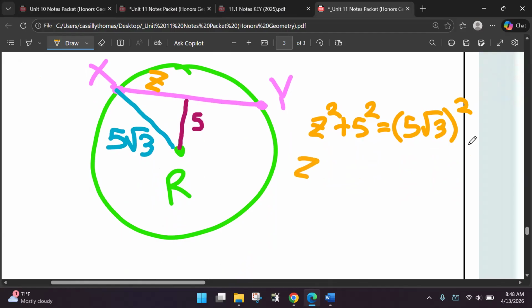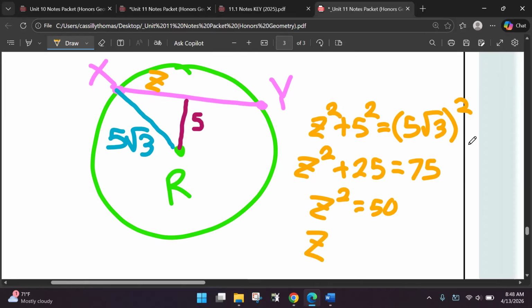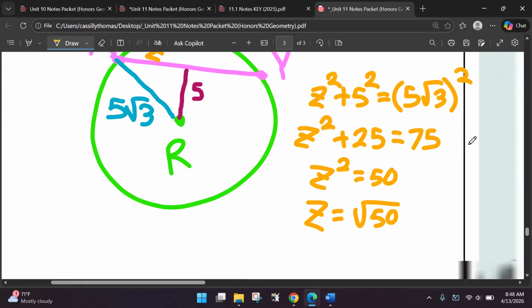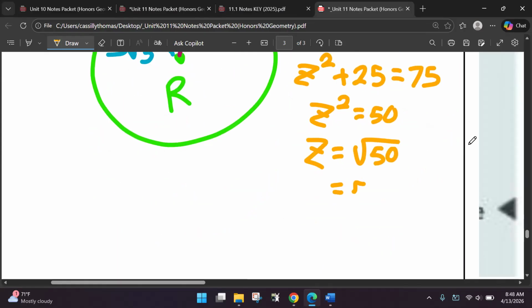So we're going to have z squared plus 25 equals 75. Right, that's going to be 25 times 3. Remember, you square both of them, 25 and the square root of 3. 25 times 3 gives you that 75. z squared equals 50. Just a z, square both sides. The square root of 50. And then simplify that radical. That simplifies down into 5 square root of 2.